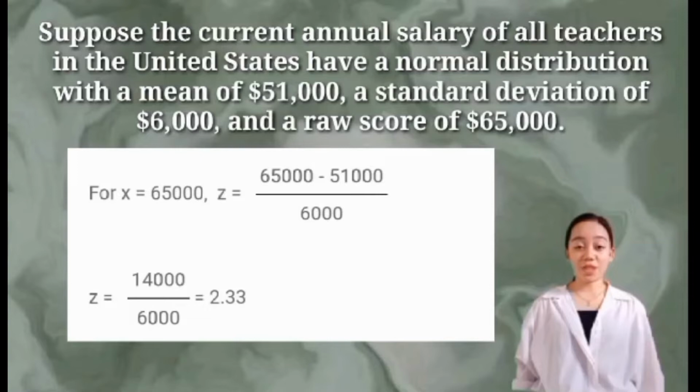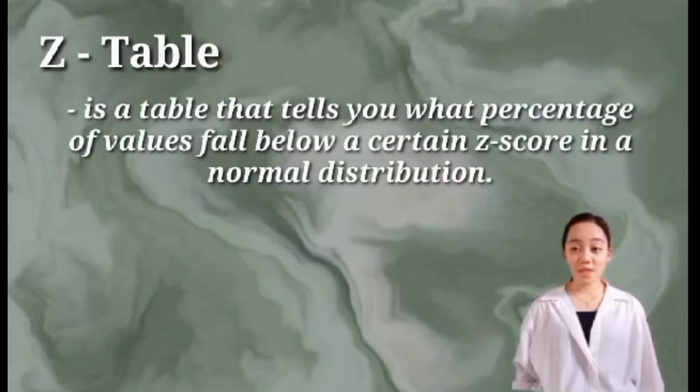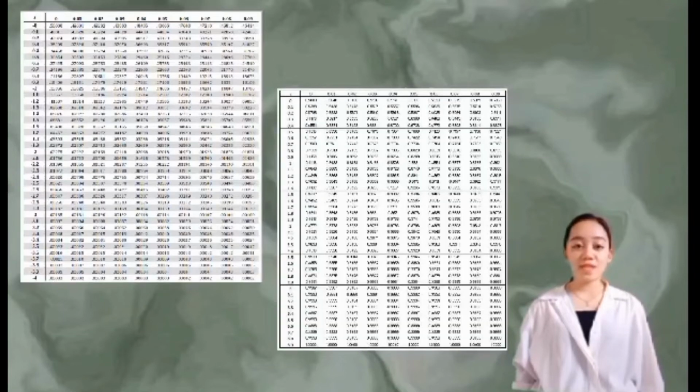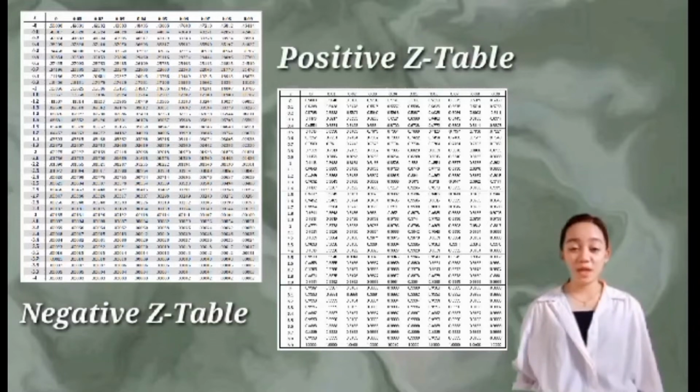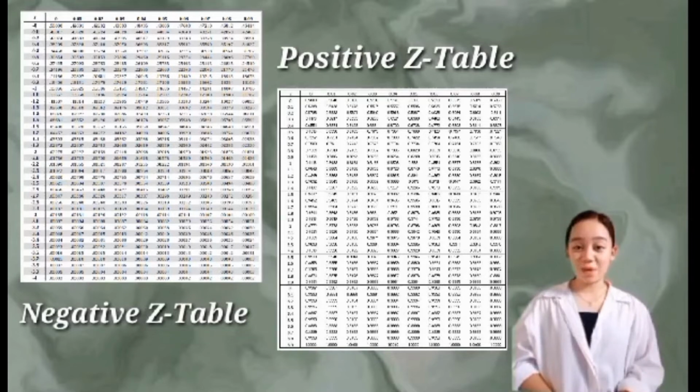Now that you already learned how to get the Z-score, let me introduce to you the Z-table. A Z-table is a table that tells you what percentage of values fall below a certain Z-score in a normal distribution. As you can see on the screen, the Z-table on the left is a negative Z-table, which will be used when your Z-score is negative. On the other hand, the Z-table on the right is a positive Z-table, which will be used when your Z-score is positive. So how do we use the Z-table?